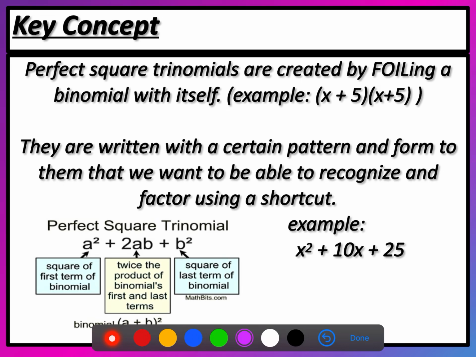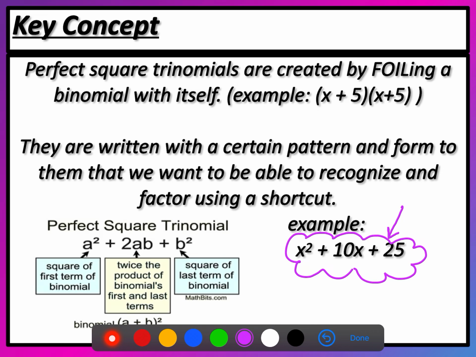Okay, so a perfect square trinomial is created by foiling. We saw foiling in Unit 6 when we multiply two binomials together that are the same thing, like x plus 5 times x plus 5. When we foil that, we get this equation down here, x squared plus 10x plus 25. So this is an example of a perfect square trinomial.